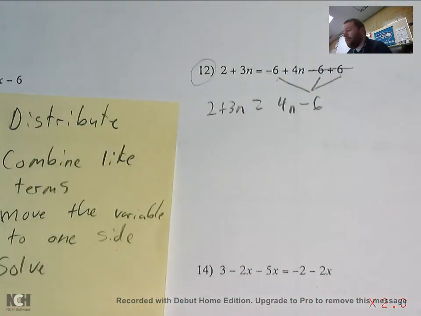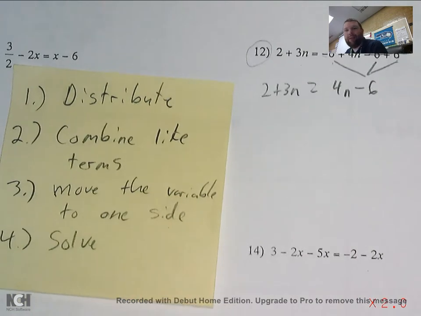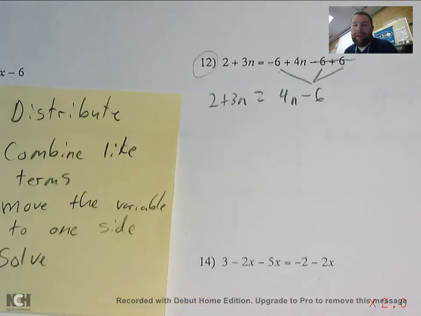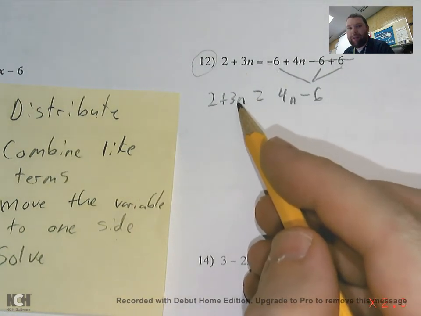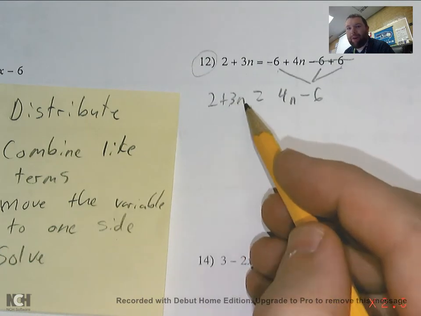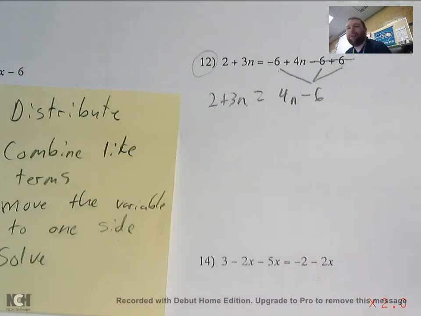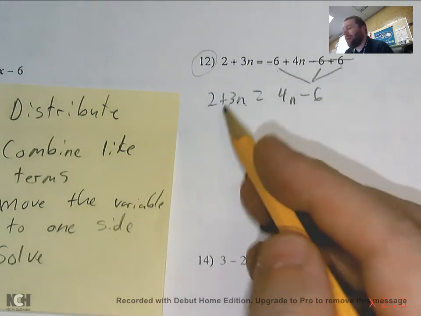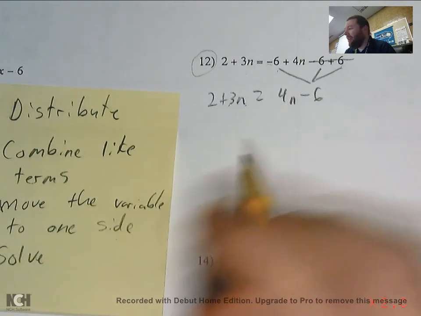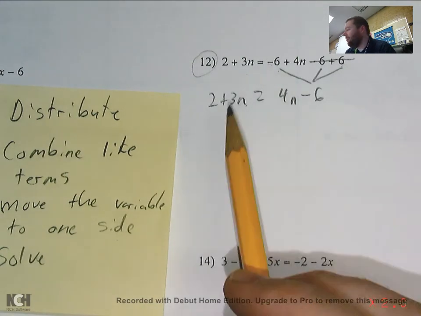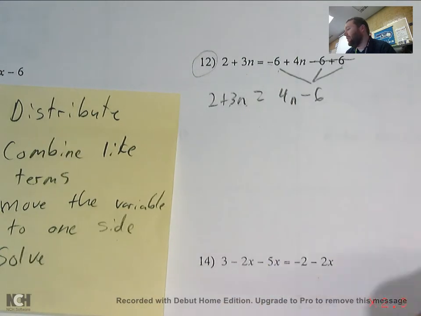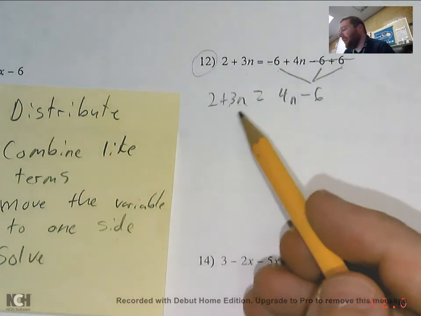Okay, now we're going to move the variable to one side. So to move a variable, it's just like moving any number. You're going to add or subtract it. Okay, the only time we divide these types of numbers is if we're trying to separate that number from the variable. But if we want to move the entire term, then we just add or subtract just like any other number. Okay, it doesn't matter which one you move, you're going to get the same answer either way. You can move from left to right, right to left. I usually like to move the smaller number, so in this case that would be 3n.